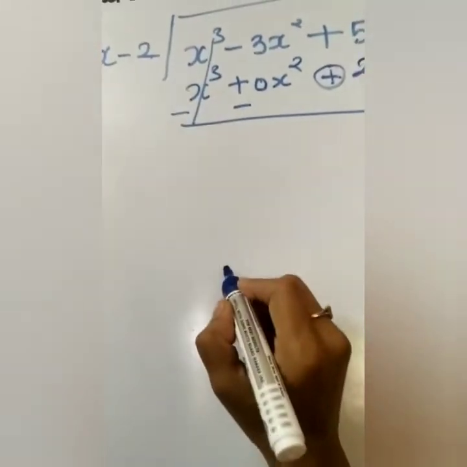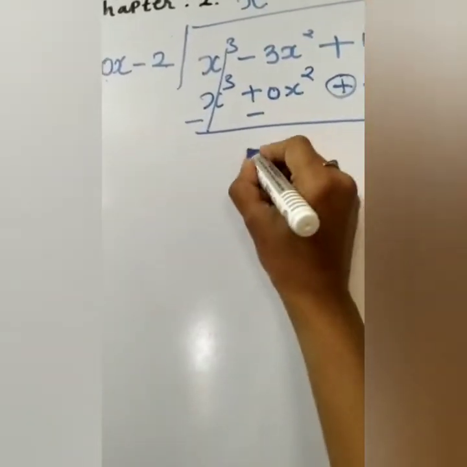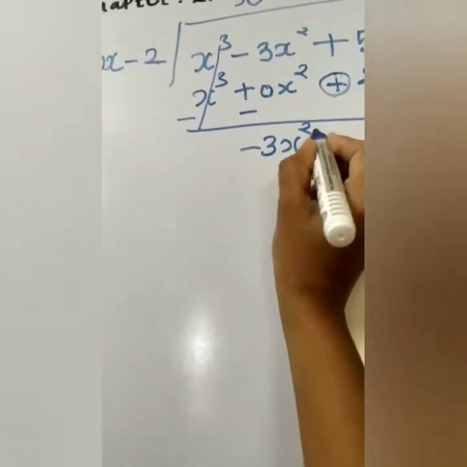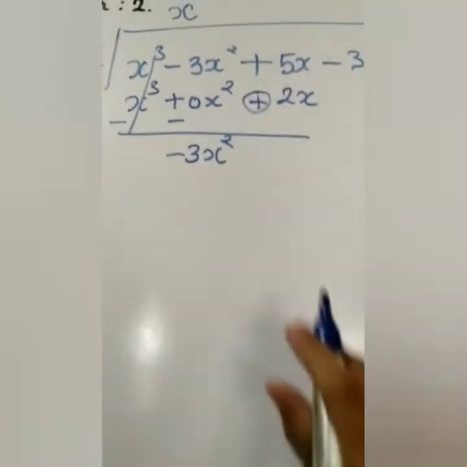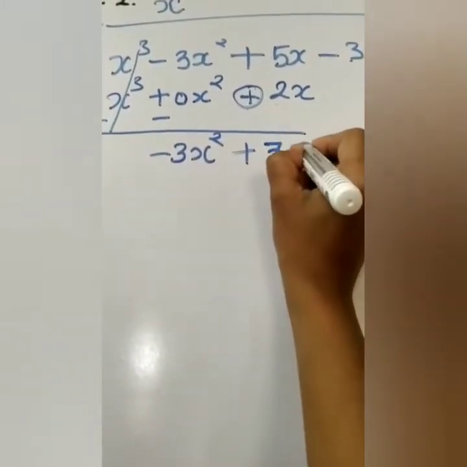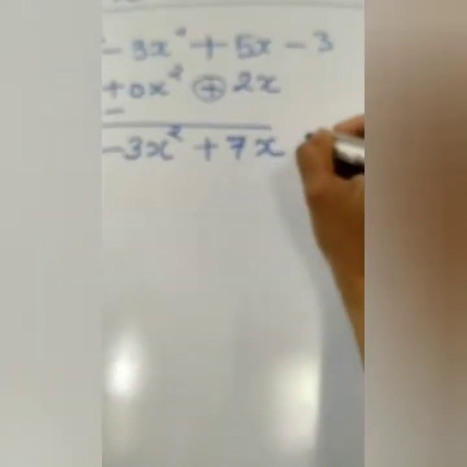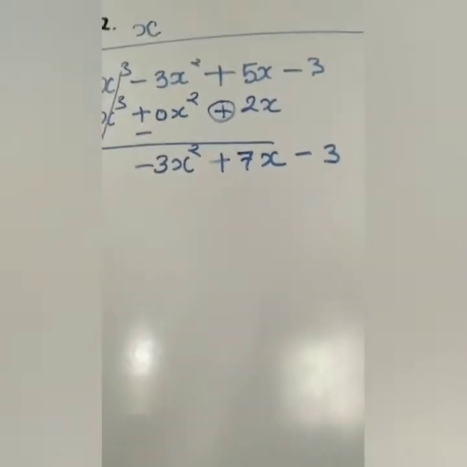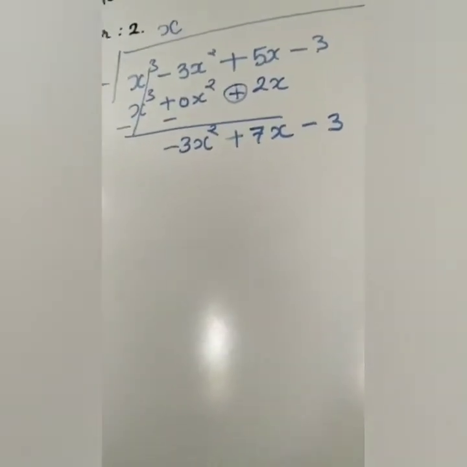So this term will cancel out. The minus 3 will remain as it is, minus 3x square. Here plus will become plus, so plus 7x we will write. We will take down that minus 3. So we have to take that minus 3 over there.